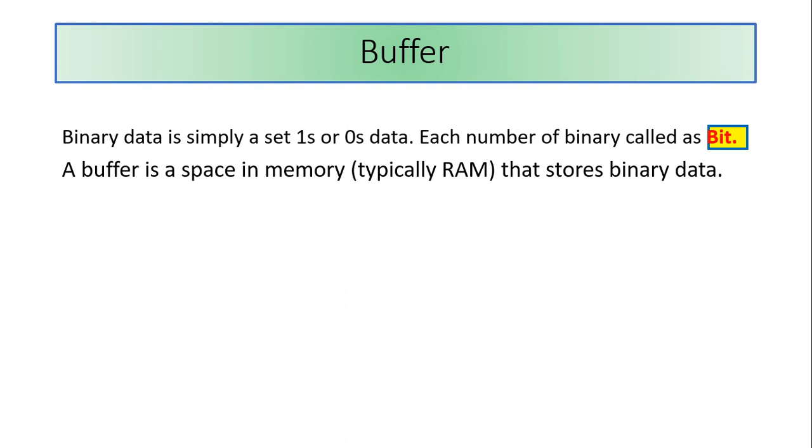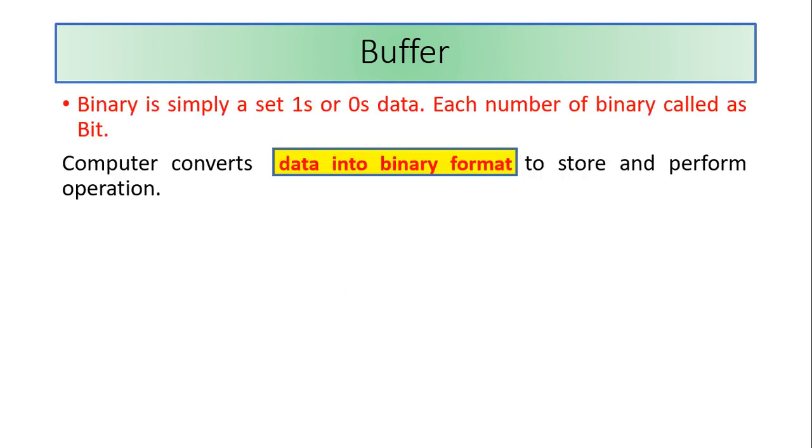So it's simply saying that in our computer system, the data we have to store is in binary form, meaning a set of ones or zeros, and this data we have to store in a buffer, because a buffer is primarily used to store data in a binary format. Our computer converts data into binary format to store and perform operations. As we know, our computer primarily understands and executes instructions in the form of machine language.